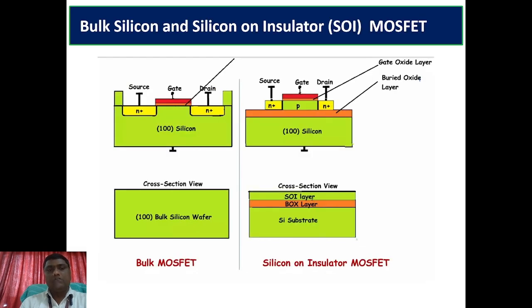Based on that, for a bulk MOSFET and a silicon-on-insulator MOSFET, we can see the cross-sectional view here and also the dimensions of the device. On the left-hand side, the bulk MOSFET has source, gate, and drain, and the silicon-on-insulator MOSFET has almost the same terminals. But the gate oxide layer is involved here, and the buried oxide layer is also involved in the SOI MOSFET compared to the bulk MOSFET.